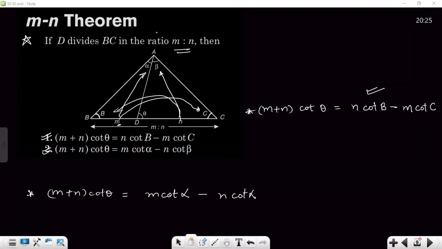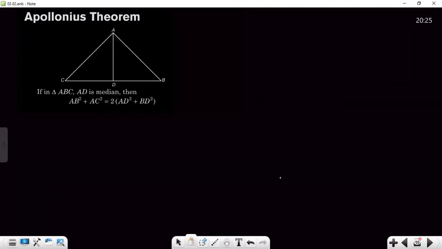Is there any difficulty in understanding the formula? No, sir. This theorem, the next one, is known to us.